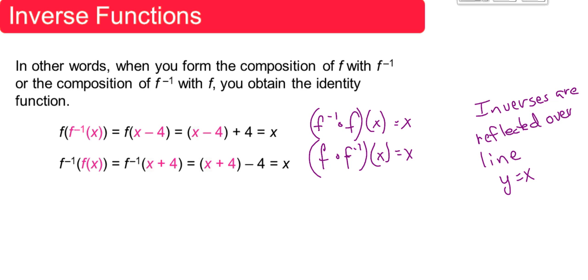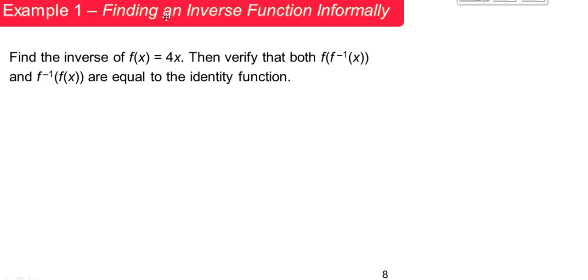So that's something that can help us if we don't have an algebraic rule. If we just have a picture, we can reflect that over the line y equals x and find the inverse that way. So here's our first problem. It says find the inverse of f of x equals 4x and verify that both f of f inverse of x and f inverse of f of x are equal to the identity function. And the identity function is just y equals x or f of x equals x.